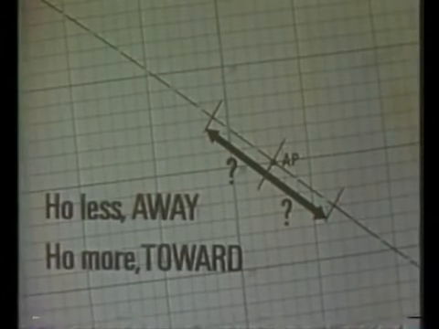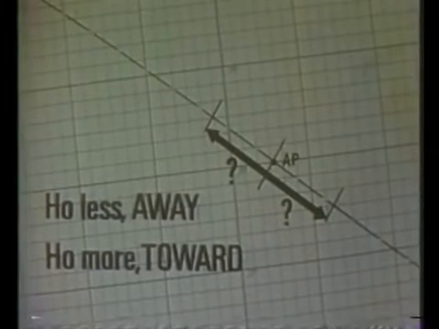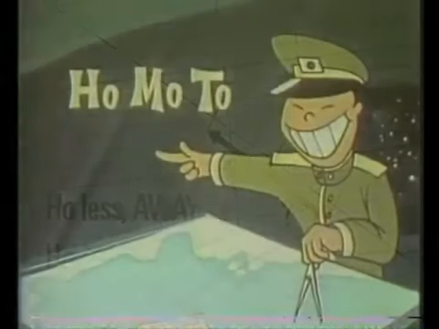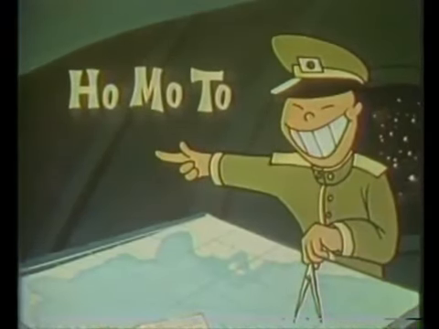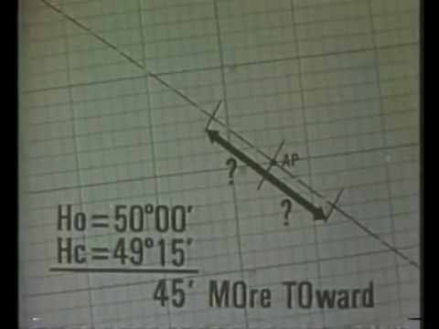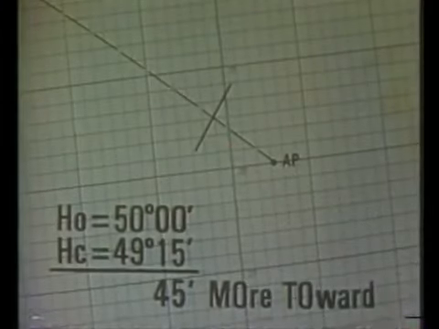In practical terms, if your HO is less than the HC of your assumed position, you are farther away from the GP of the celestial body. If HO is more, you are toward or closer to it. Just remember Ho, Mo, To. Ho, more, toward. Think of the happy Japanese navigator, Lieutenant Homo-to, smiling over your shoulder. In this case, HO is 45 minutes of angle more than HC. Remembering Homo-to, you know you are 45 nautical miles toward the GP of the celestial body.